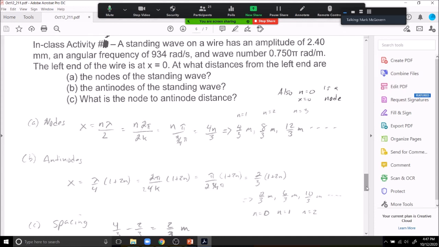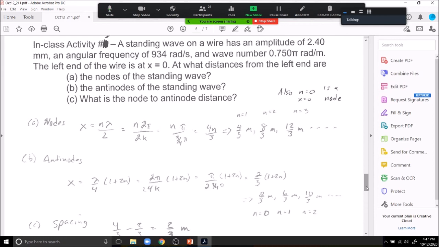So what do we have here now? A standing wave on a wire has an amplitude. Okay, so that's the standing wave amplitude. Got it. Got omega. Got k. The left end of the wire is x equals 0. Well, this is pretty straightforward, I guess. At what distances from the left end are the nodes of the standing wave?